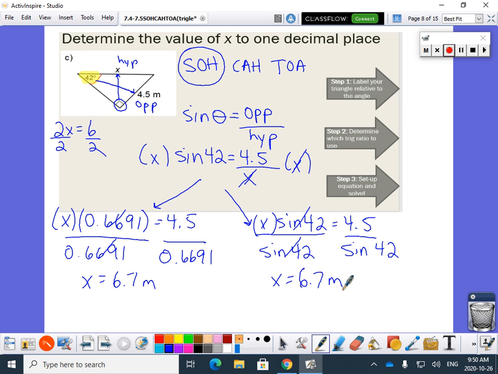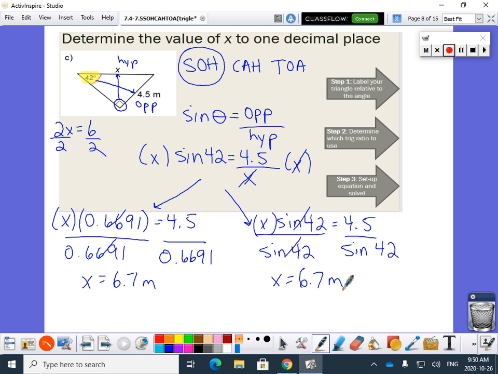Okay, so I typed in 4.5 divided by sine 42, didn't even close the bracket, and it gave me 6.7. Okay, are we okay with that? Pretty good, right? Pretty straightforward. Now, there is a third way, but I don't think anyone's going to use it. I'm just going to say it to you. I'm not going to write it down, though.